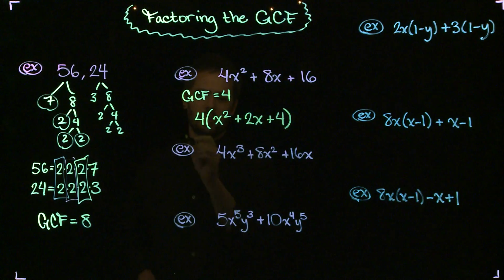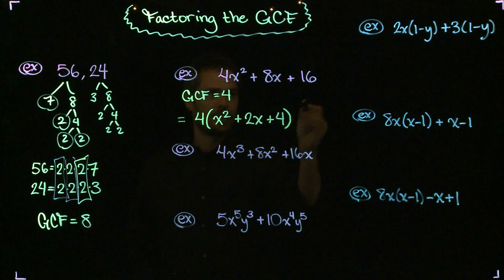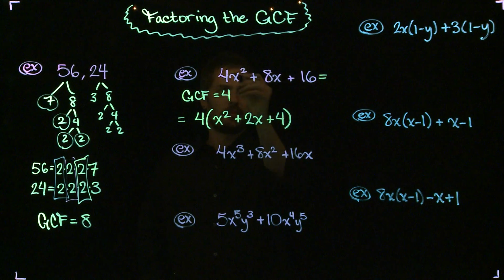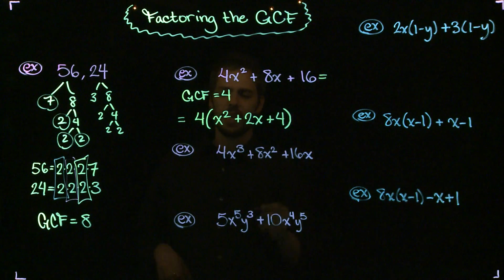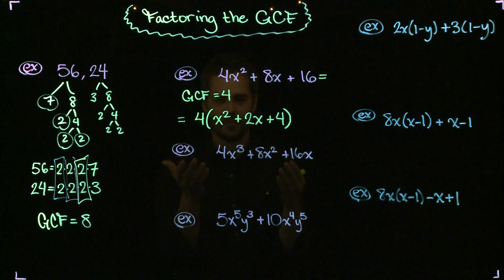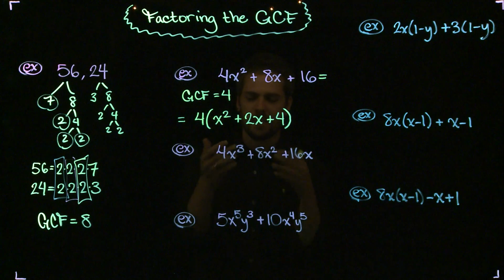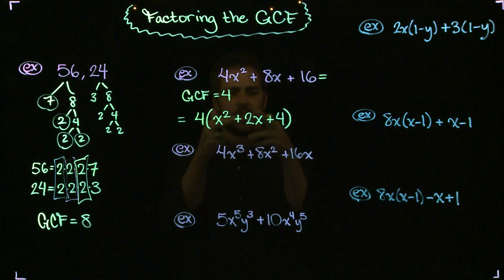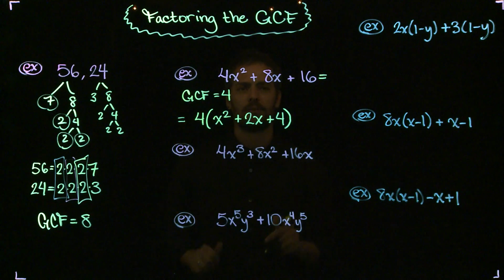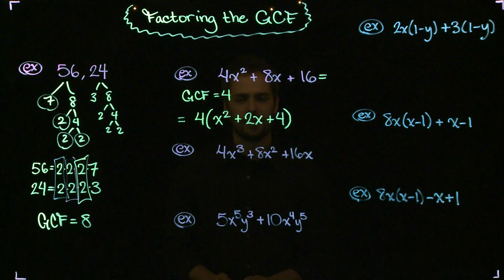What I have shown here is equivalent to my original trinomial, and it's a factored form of the original trinomial because I have something times something else. That's what factors are. They are just something times something else that gives you your polynomial in the first place.